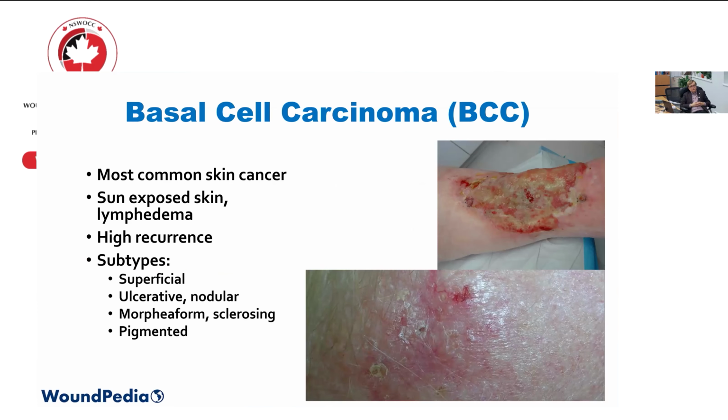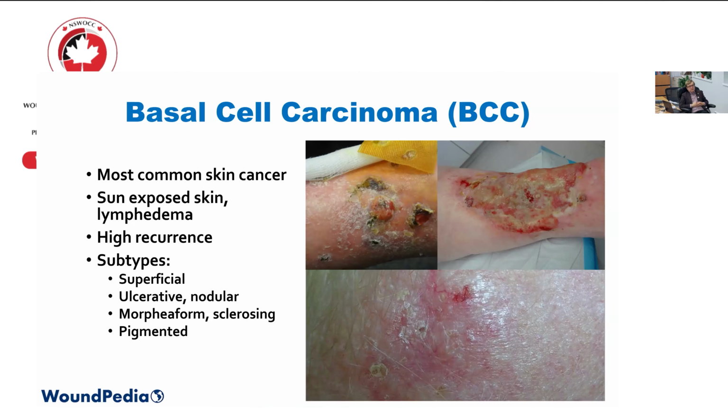Basal cell carcinoma is the most common cancer. The one on the top was in a lady that was on home care for 8 years. We biopsied her. She had lymphedema. This is a basal cell treated as a wound. And the bottom picture is what looks like granulation tissue, and that's actually a basal cell.